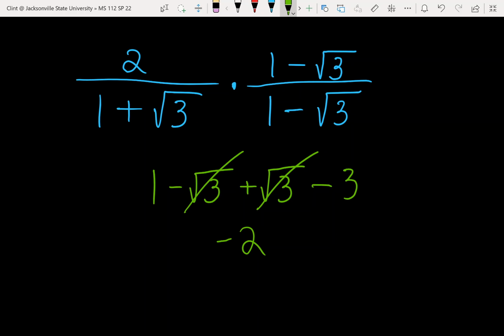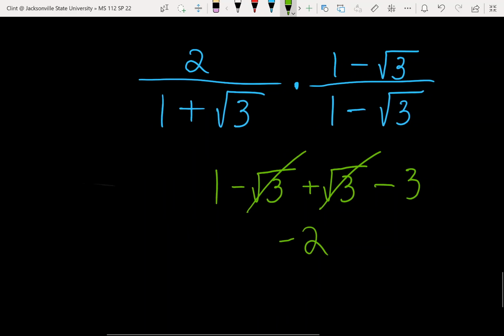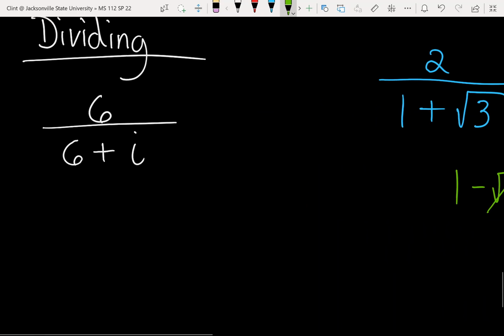So that gets rid of the radicals. So we're going to do a similar idea here. We've got 6 over 6 plus i. So we're going to change the sign between the number and the i here. So we're going to multiply by 6 minus i over 6 minus i.